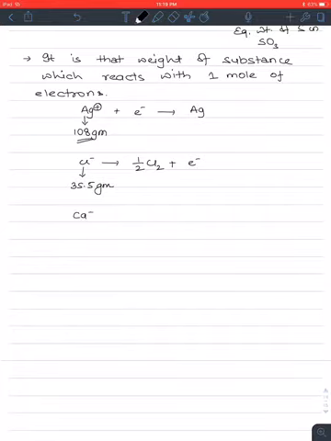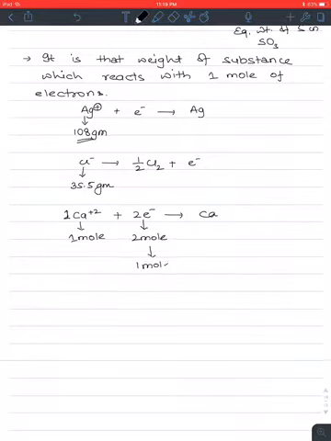Let's take another example. Suppose I'm having Ca plus 2. So Ca plus 2 plus 2 electron will give you calcium. So 1 mole of Ca plus 2 is combining with how many moles of electron? It is combining with 2 moles of electron. So with 1 mole of electron, how much calcium will react? The moles of calcium that will react will be half. So the weight of this half mole of calcium will be its equivalent weight.